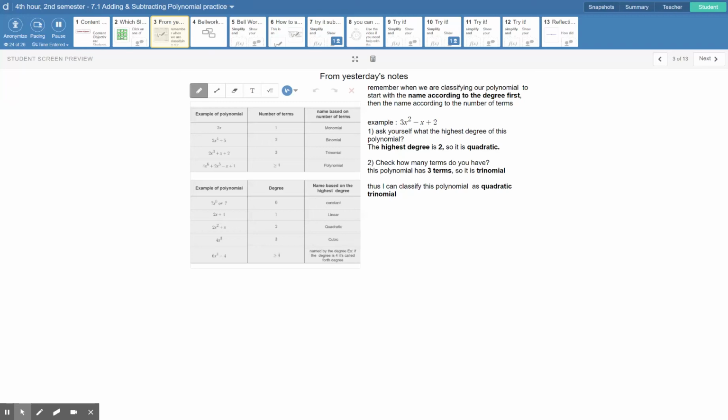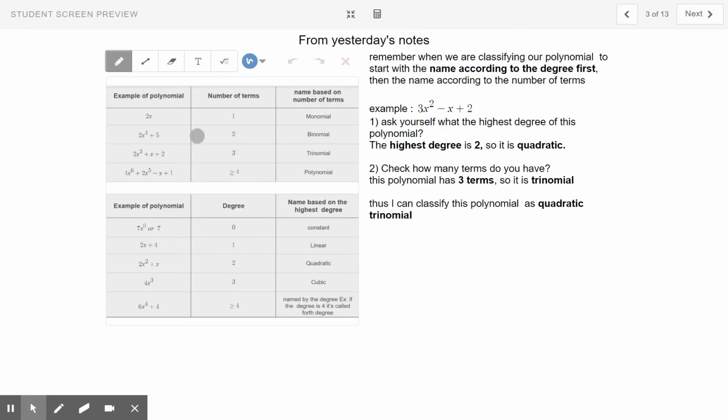In this video, we are going to go over classifying and adding and subtracting polynomials. So the first table here talks about the number of terms. If you have one term, it's called a monomial. Two terms, it's a binomial. Three terms is a trinomial. And then usually four or more would be considered a polynomial.